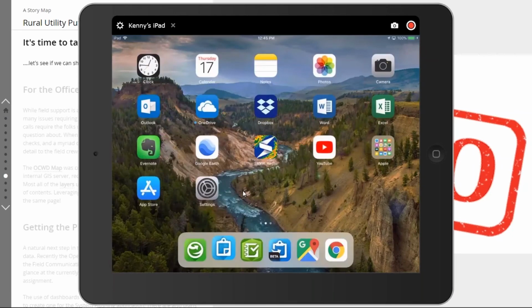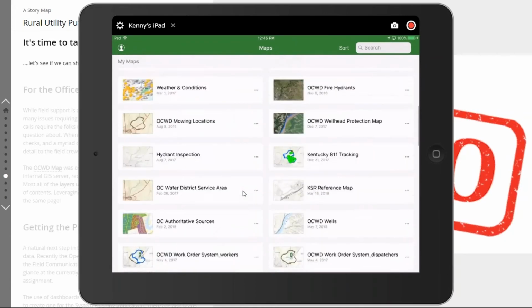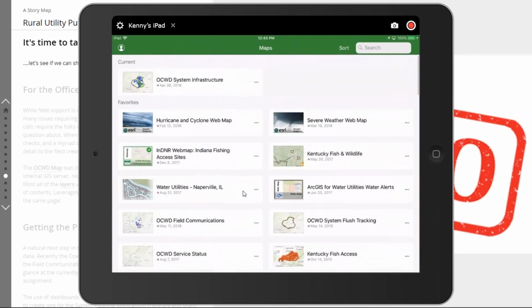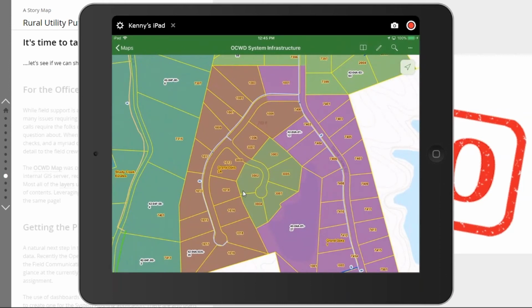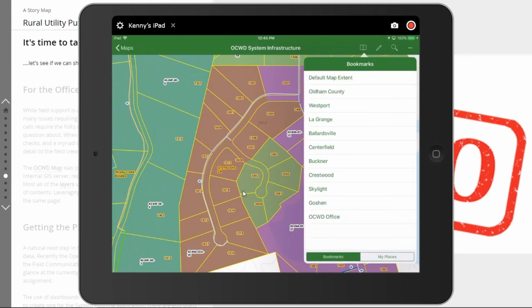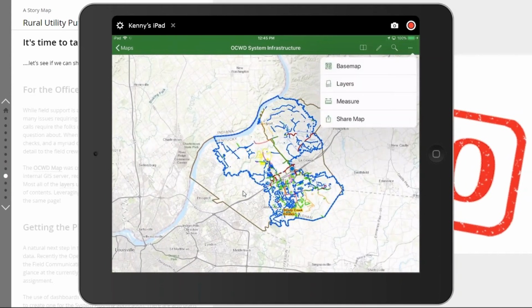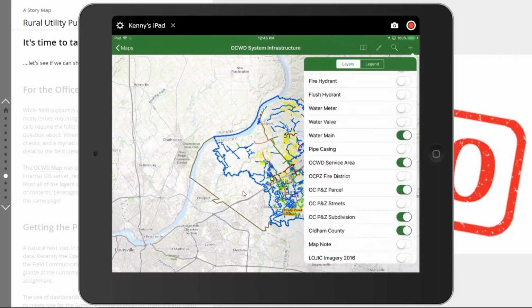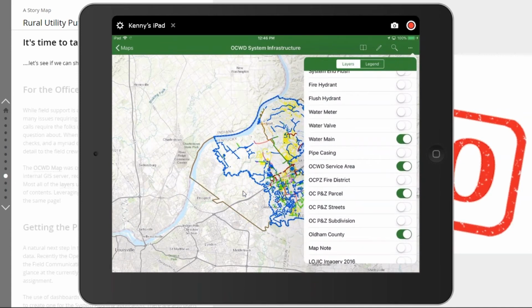So jumping out of this, just really quickly, we'll hit Explorer, and as you scroll through here, there's a lot of different maps, groupings. This is the reference map that our folks are able to use out in the field at any point. Do some tweaking here. So you see our service area, our line infrastructure.